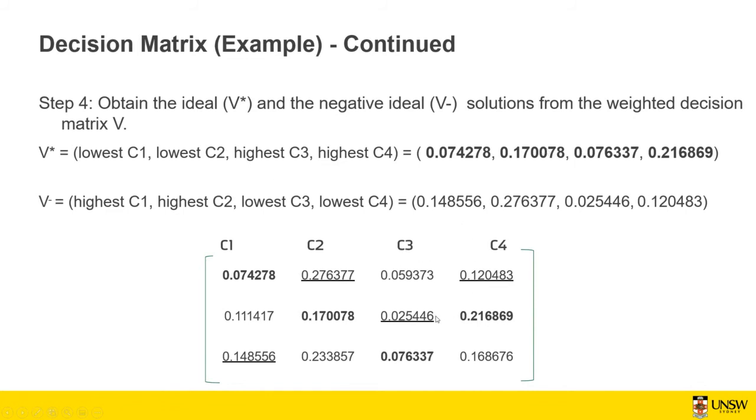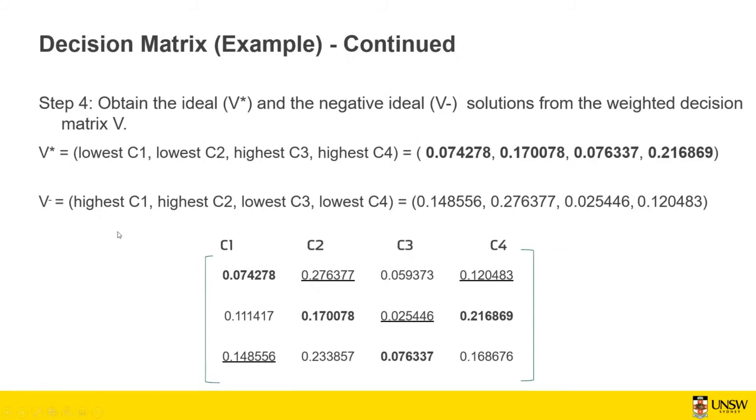And for C3, it is going to be 0.07, which is the highest value. We put it here. And for C4, it is going to be 0.21. We will put it here. So this is going to be our V star, or ideal solution, which gives us the lowest C1 and C2 and the highest C3 and C4.